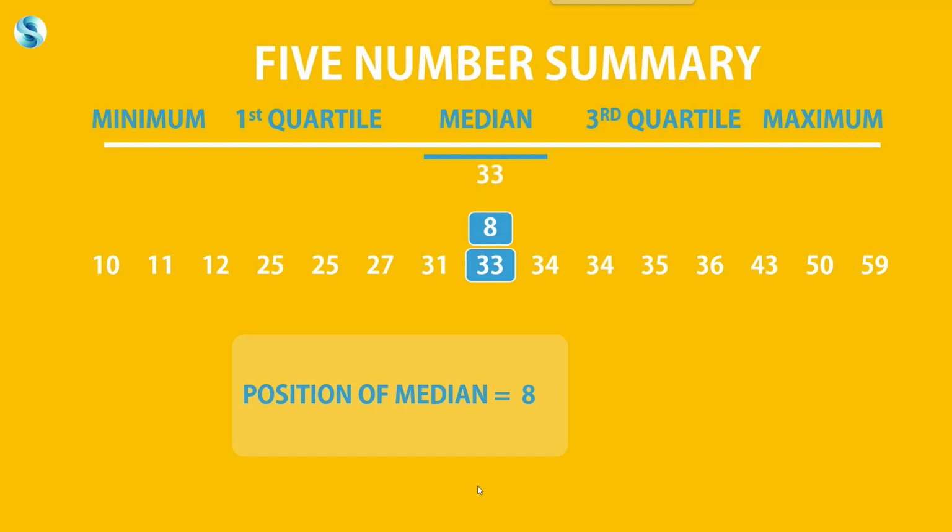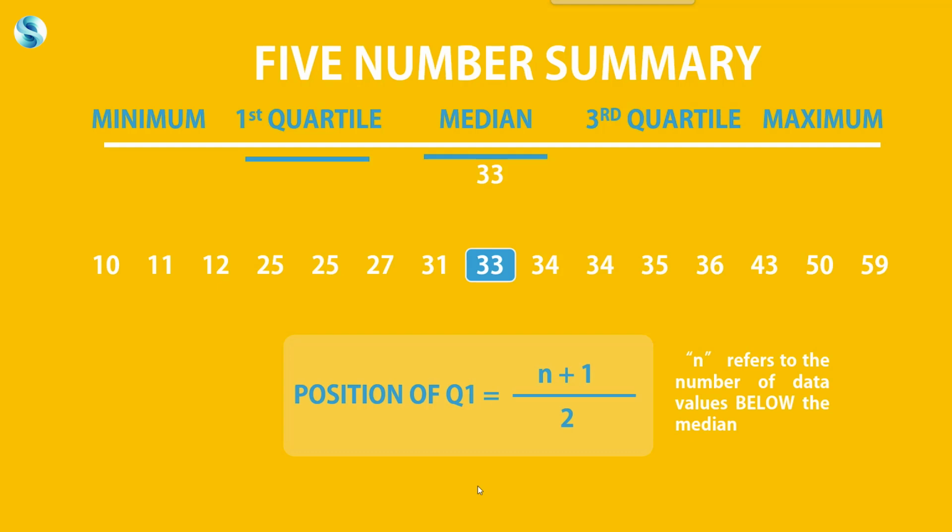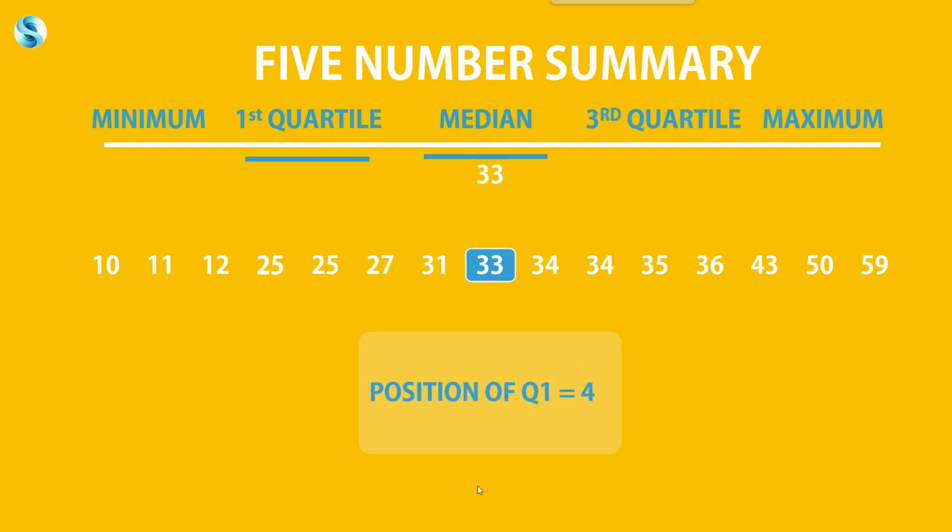Now to find the first quartile, we can use the same formula to find the position of Q1, except this time n refers to the number of data values below the median. There are 7 data points below the median, so n is equal to 7. And we find that the first quartile is in the 4th position. So we count to the 4th position and we see that Q1 is equal to 25.